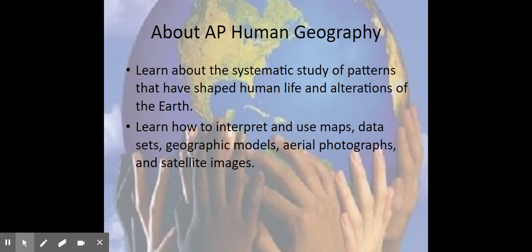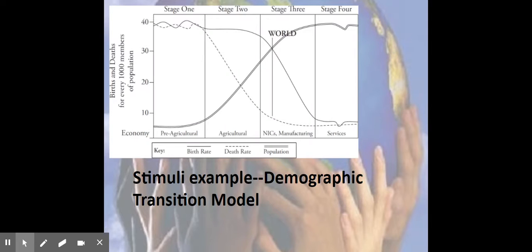So what we do, I'm getting a little ahead of myself here, but what we do with human geography a lot of times is the course is developed for students to use what's known as a stimulus. When we say stimulus, we're talking maps, graphs, tables, charts, and images. So here's a few examples.